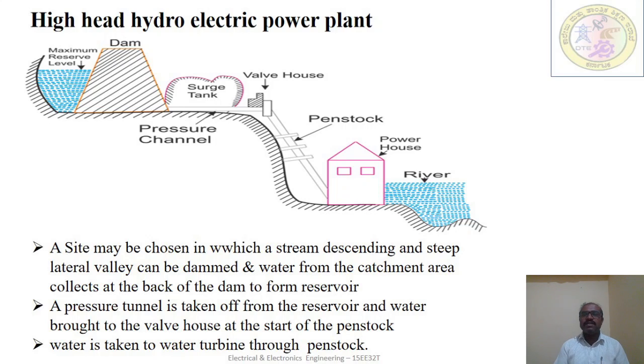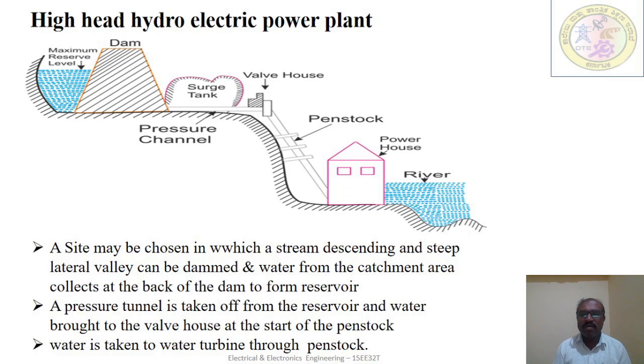From the valve house, water is taken to the turbine through a huge steel pipe known as the penstock. It has been indicated in the diagram. From the valve house to the powerhouse, through the penstock, the water will be led.